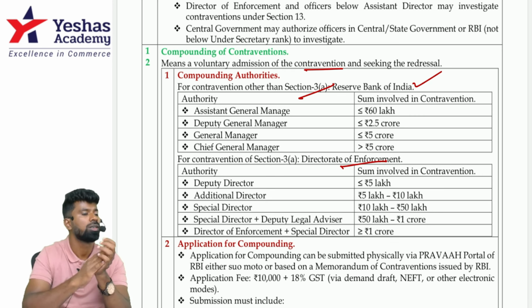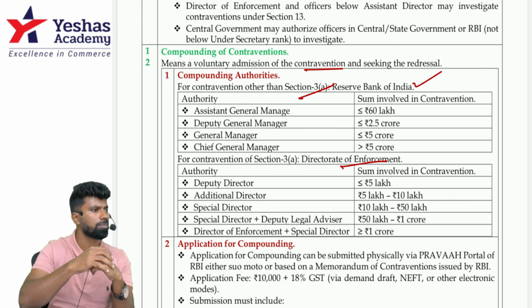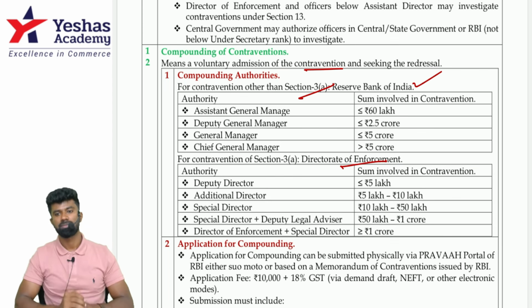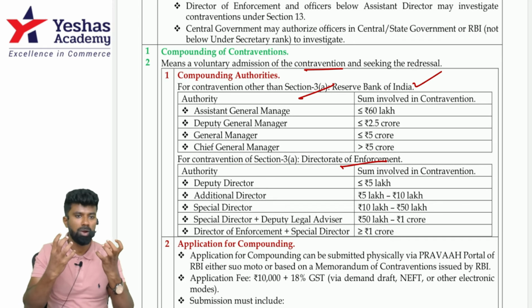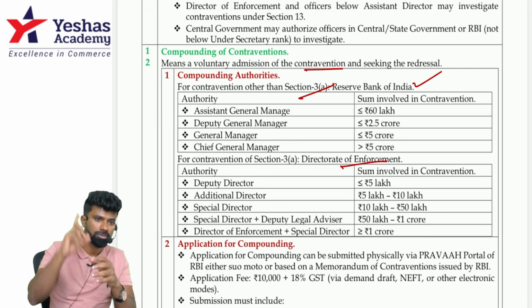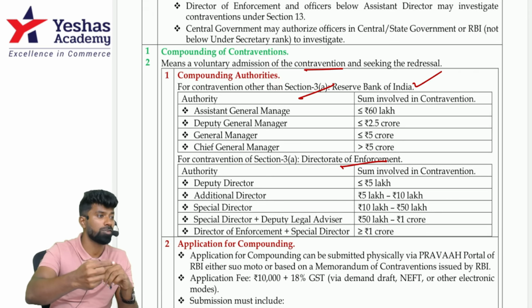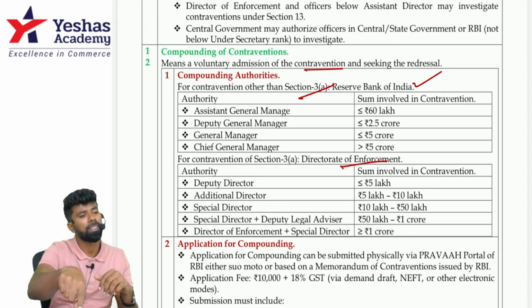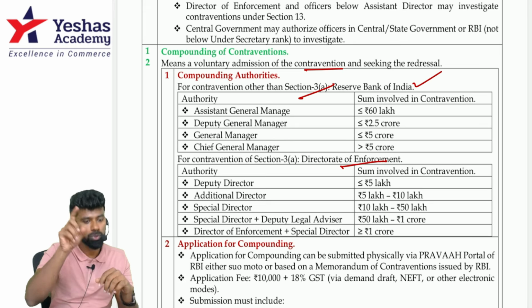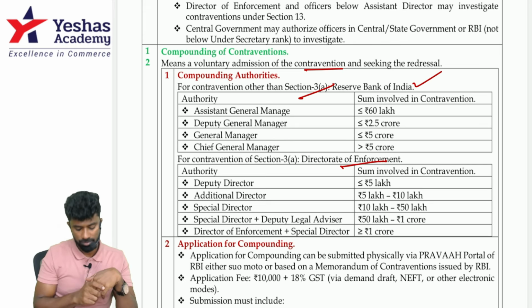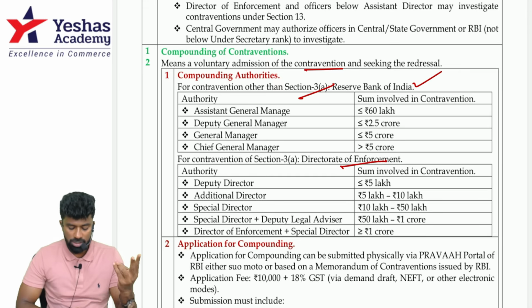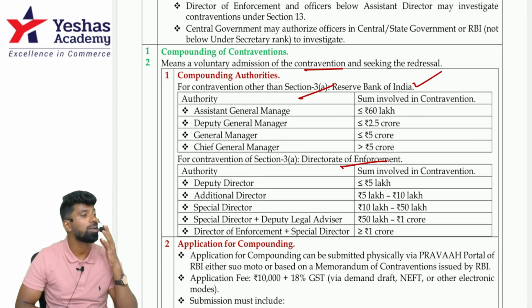Compounding of what? Section 3A, who compounds it? Everyone has a mouth, right? Open your mouth and answer. Director of Enforcement. Other than 3A, up to 60 lakh. More than 60, up to 2.5 crores, DGM. More than 5 crores, Chief General Manager. Up to 5 crores, General Manager.